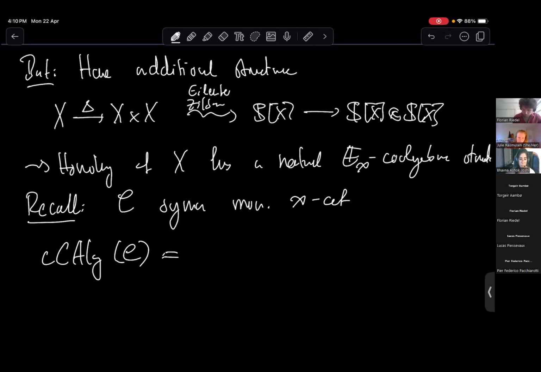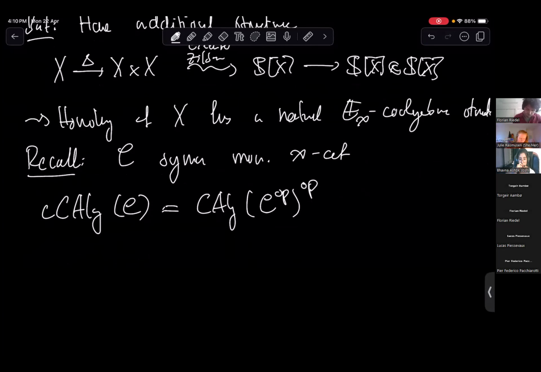Is defined as what? You take commutative algebra objects in C op, and then you op again. So the double op is just so that maps are still covariant with underlying maps. And what is this data? How are you supposed to think about this?